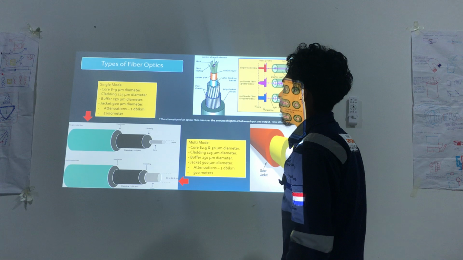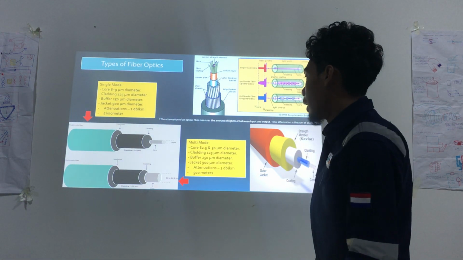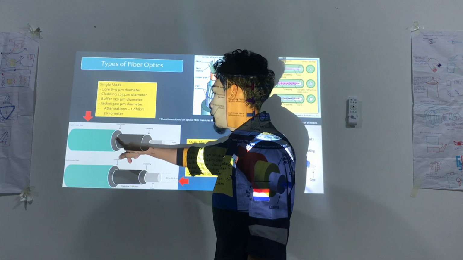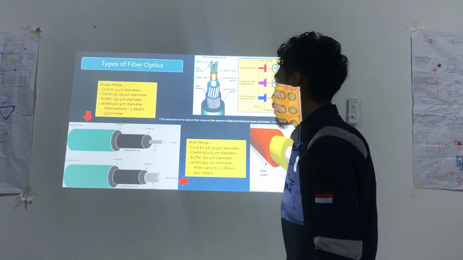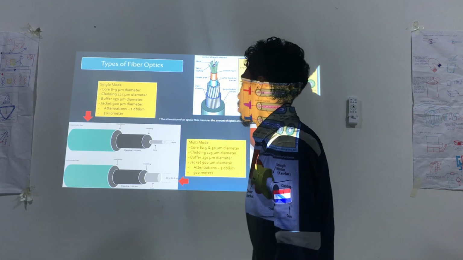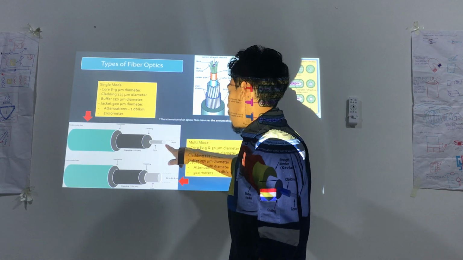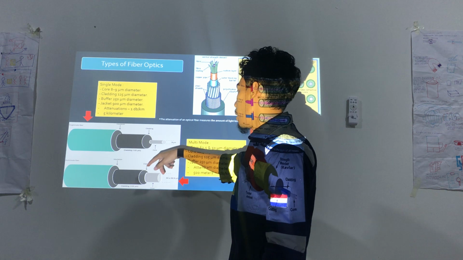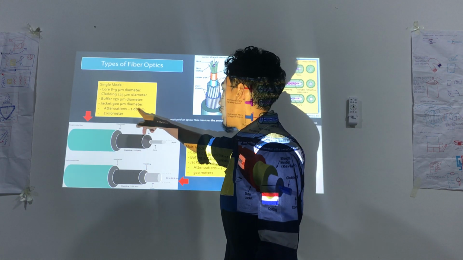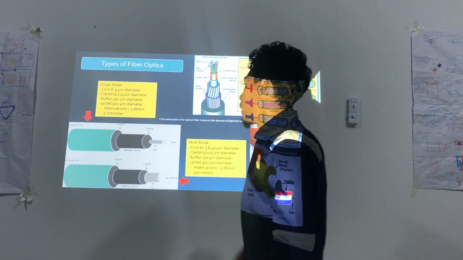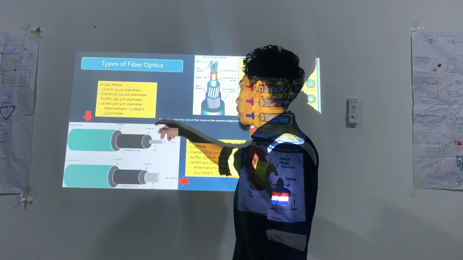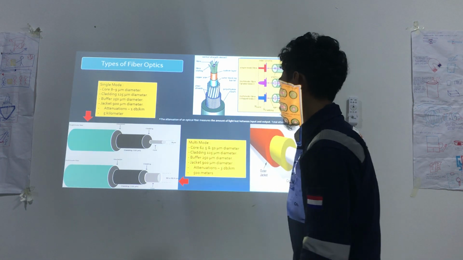Okay, types of fiber optics. There are two types of fiber optic, which are single mode fiber and multi mode fiber. For single mode fiber, the core is 8 to 9 micrometer diameter. The cladding is 125 micrometer diameter, and the jacket is 900 micrometer diameter. The attenuation is 1 dB per km, and it can go up to 5 km.